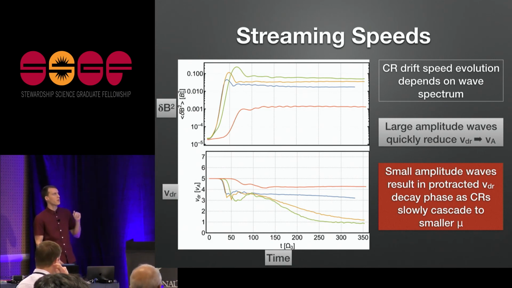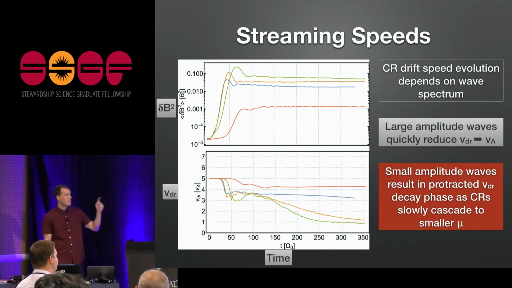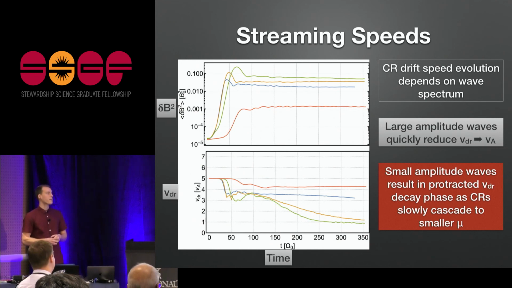So you can examine this in terms of both the magnetic fields and the particle distributions. Again, on the top, I'm showing the magnetic energy over time for several different simulations that I ran, and on the bottom, I'm showing the drift velocity of cosmic rays over time. In this case, they're all starting at 5 times the Alfvén speed, and as you can see, only some of them are actually being fully isotropized or being slowed down to the Alfvén speed. And so this is kind of an important and unexpected result.